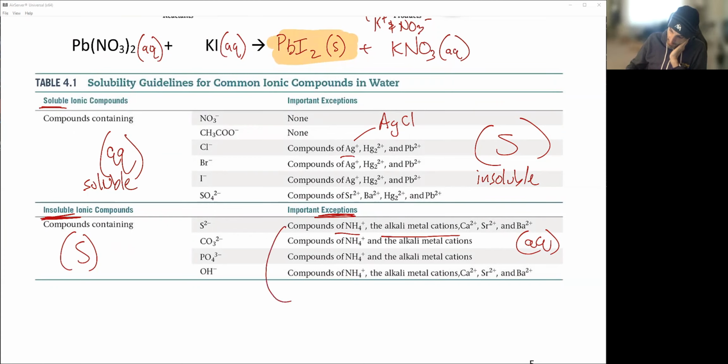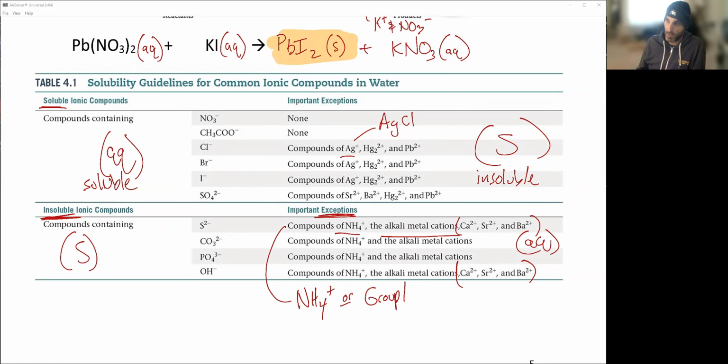So these compounds: anything that has NH4 plus or group 1 is going to be soluble. If you see group 1, immediately say, oh, that's soluble. If you see NH4, immediately that's soluble. And then the rest of it is calcium, strontium, barium for sulfide, calcium, strontium, or barium for hydroxide. We're going to talk about those just a little bit more. But again, group 1 and ammonium ion, those are all soluble always, no matter what.